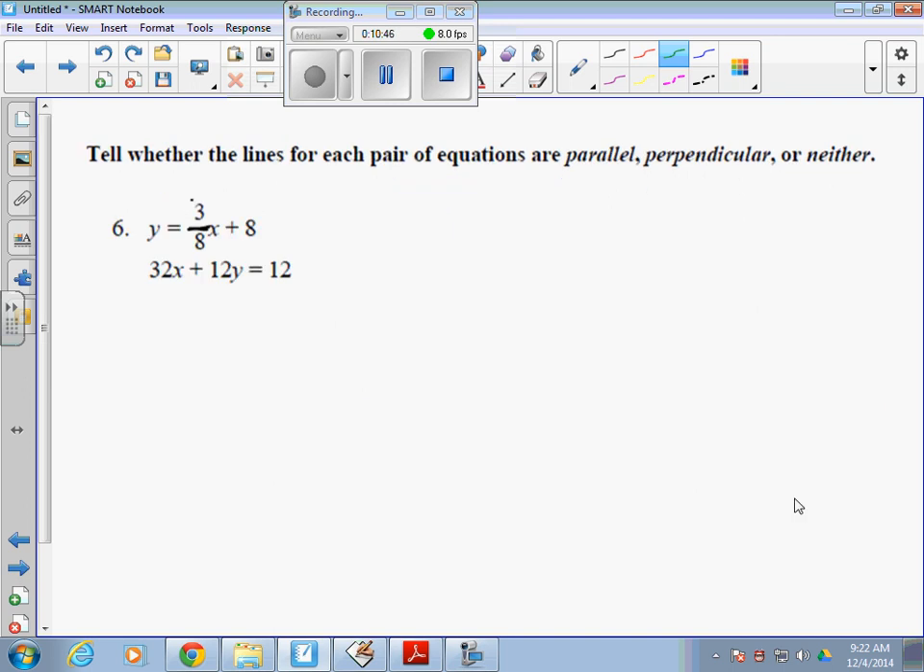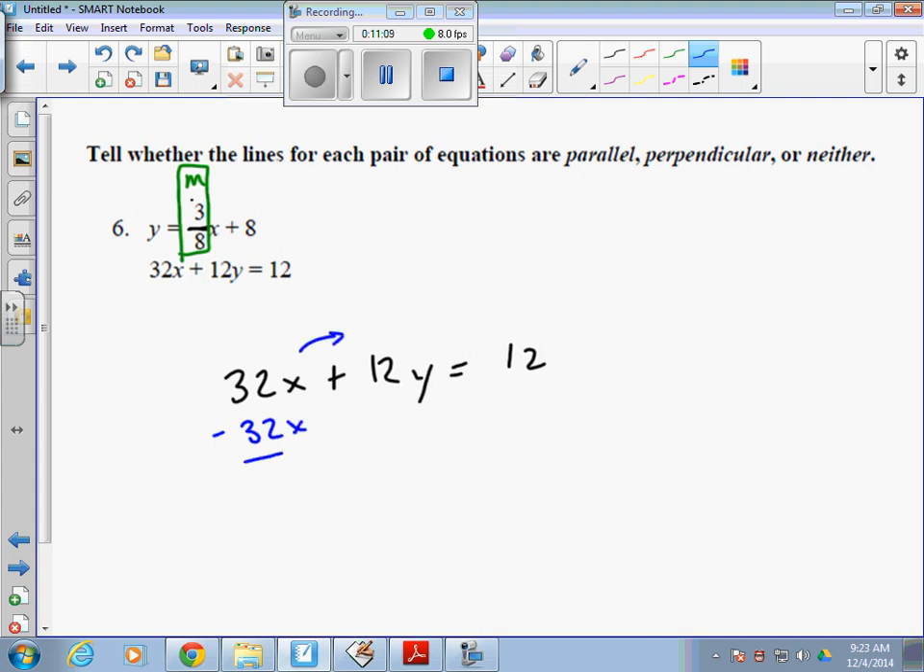Number 6, we're doing the same thing. You can see what the slope of the first one is, so you don't have to change both equations. It's 3/8. If they're parallel, the other one will have the same slope. Let's take a look at the other one. It says 32x plus 12y equals 12. Subtract 32x on both sides to move it over. When you subtract 32x on the other side, it leaves you with 12y equals negative 32x positive 12.